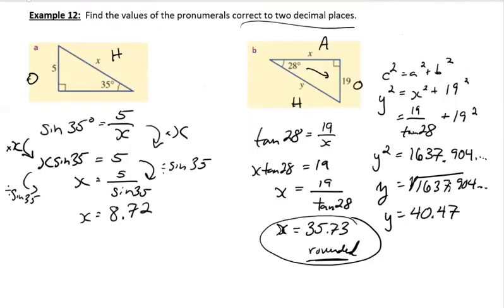The other thing we can do is try and figure out y first. And so if we think of 28 and y is the hypotenuse, and we've got the opposite, so we do sine. We could use sine 28 equals the opposite over the hypotenuse, and then we can figure that out in just the same way.